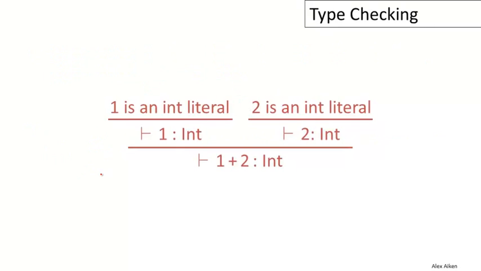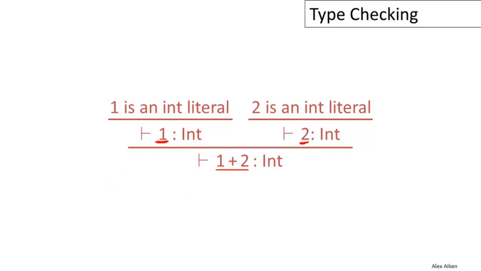So as a concrete example, let's show that 1 plus 2 has type int. So we want to type the expression 1 plus 2, and since we know the rule for add, that means we need to construct a proof of the type of the number 1 and a proof of the type of the number 2.